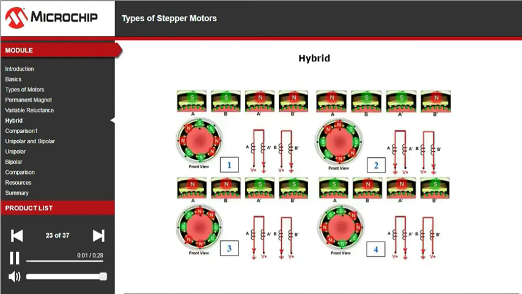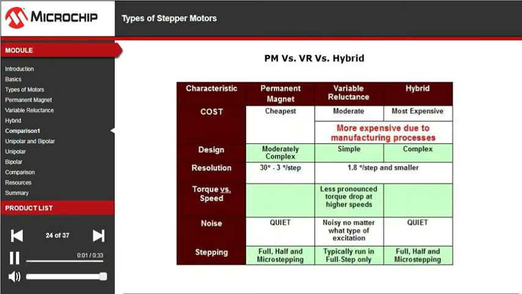The next step in the sequence, figure 2, changes the current direction in winding A while winding B maintains the same current direction. Now stator poles A and A are half on each rotor cup, while stator poles B and B line up perfectly. The rotor has rotated one step. The motor pictured has a step angle of 1.8 degrees, which is a significant improvement over the basic permanent magnet motor looked at previously. This chart compares various aspects of each motor type to make it easier to decide which motor suits the intended application.